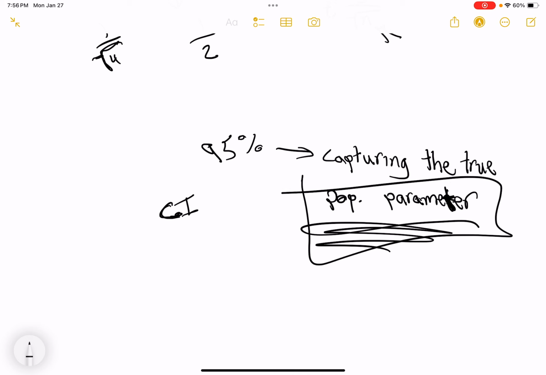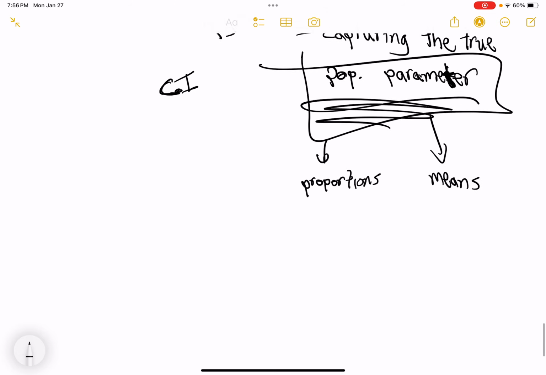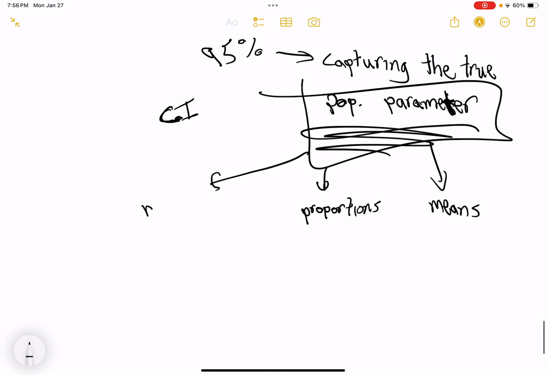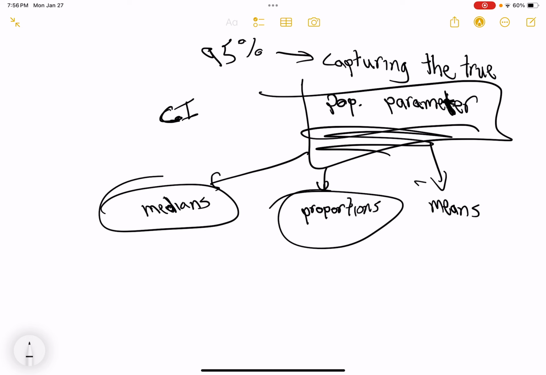But whatever that parameter is, we're almost always in this class doing proportions and means. But I want to sneak this in there. If the question says we did a sample of medians and we made a distribution of medians, what did we capture with a 95% confidence interval? Well, we would capture medians. So be aware, whatever the parameter is that I name in the question, and I say I do this interval, what would I expect to capture?